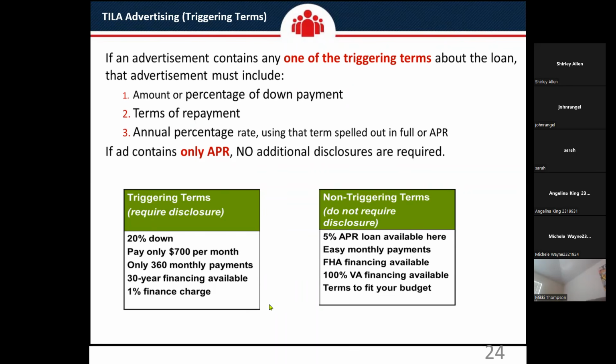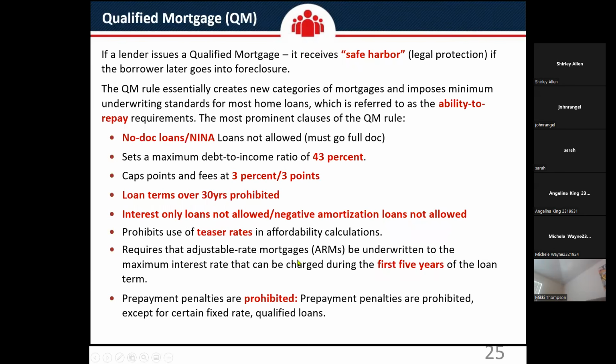Okay. It's missing the APR. Thank you, guys. That's real important for you guys to understand the triggering term. Any number like 20%, 700, 360, 30, any number that's in the advertisement, if that number is not the APR, then it's going to trigger. Trigger what? The rest of the documents that's needed. And the other one, it could have just read 5% APR, and that would have been fine because it does not trigger. Just so you know that section on triggering terms.